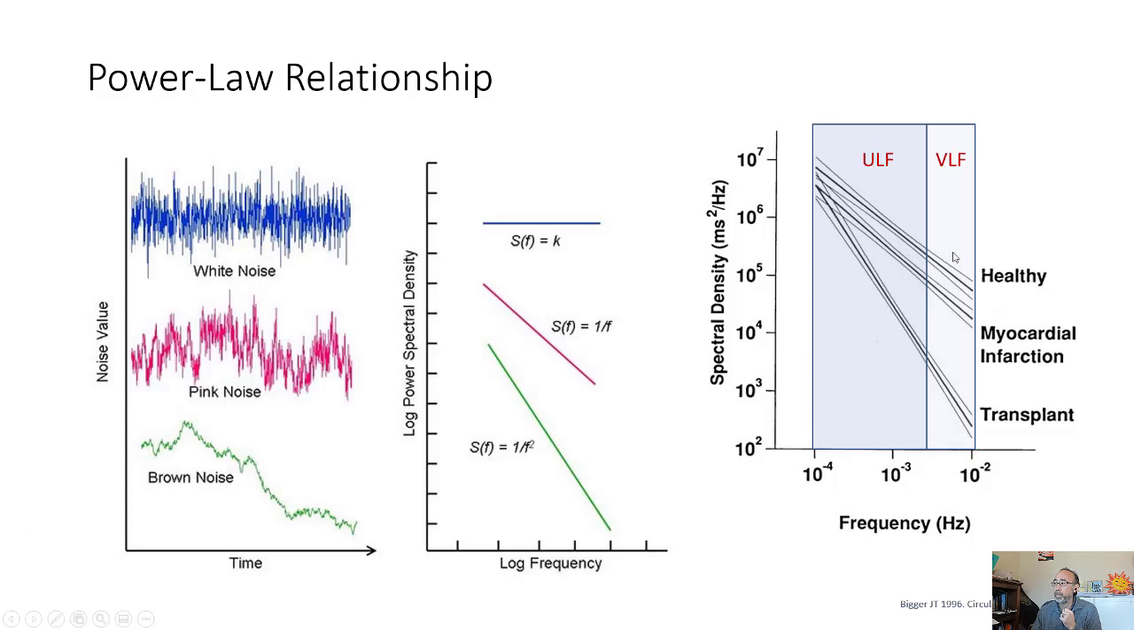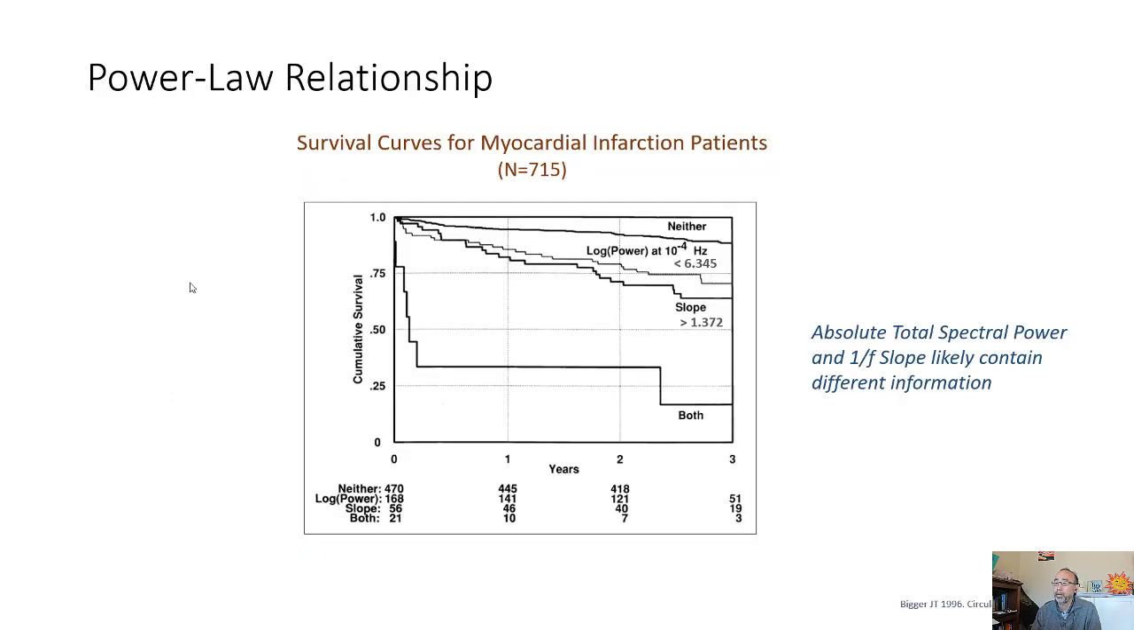And again, the healthy individuals and partly the myocardial infarction individuals had much more of a pink noise relationship, whereas the transplanted patients had much more of a brown noise type of pattern. And this makes sense because transplanted individuals tend not to have too much heart rate variability, and they tend to have a smoother graph, again resembling brown noise.